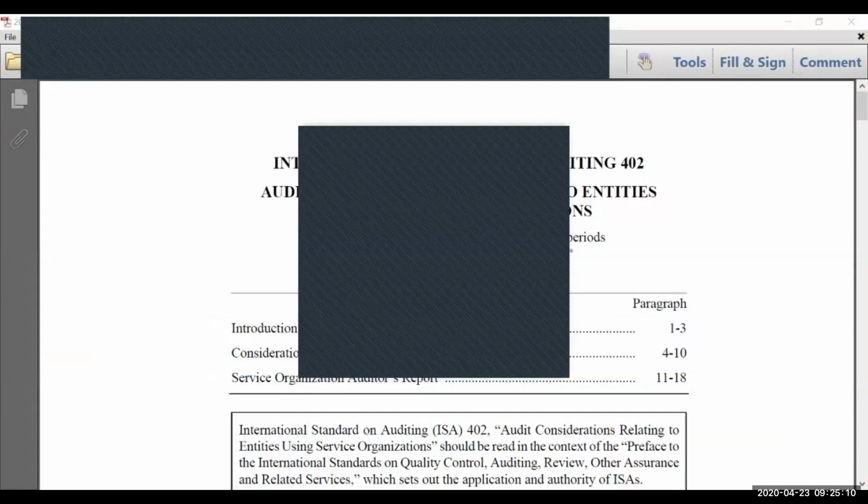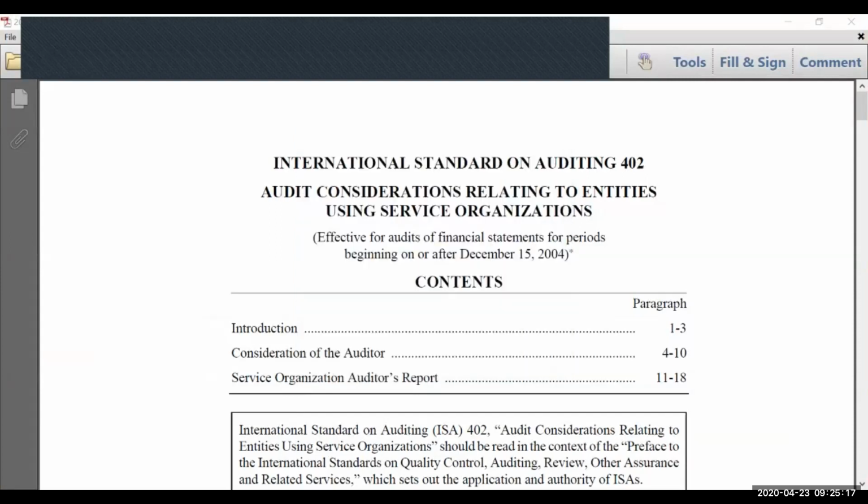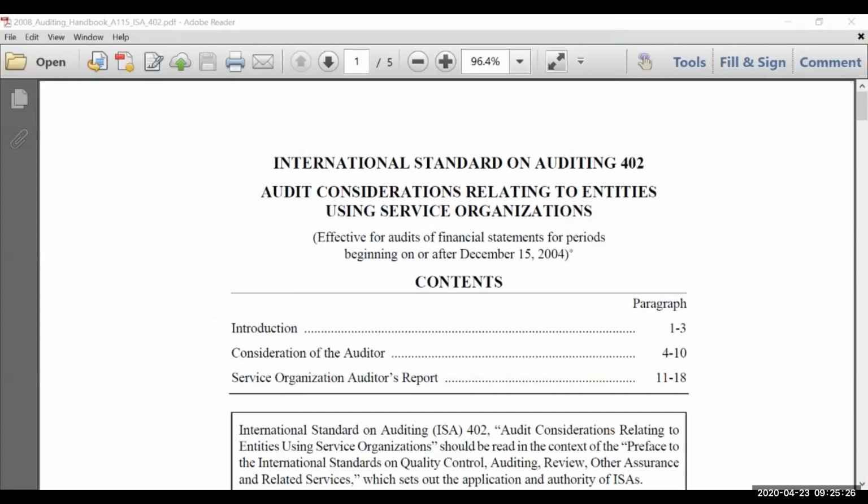Emma, can you see the ISA? Yes. Okay, thank you. ISA 402 is on audit considerations relating to entities using service organizations. Now, what is a service organization? As a client, you have said that if they hire an expert who is not an accountant, who is not an auditor, to assist them in preparing the financial statements, then that expert is called the management's expert.